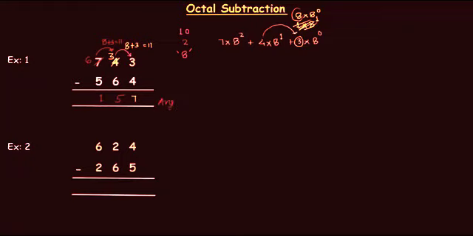Now we will move to next example. 4 minus 5, we have to take borrow because 4 is smaller than 5. Borrow is 8. 8 plus 4 is equal to 12. 12 minus 5 is 7. 2 will now be written as 1.